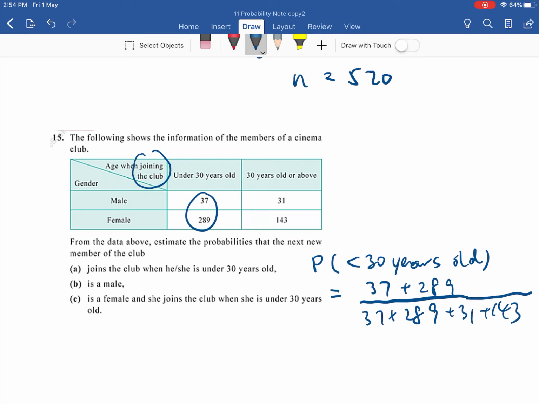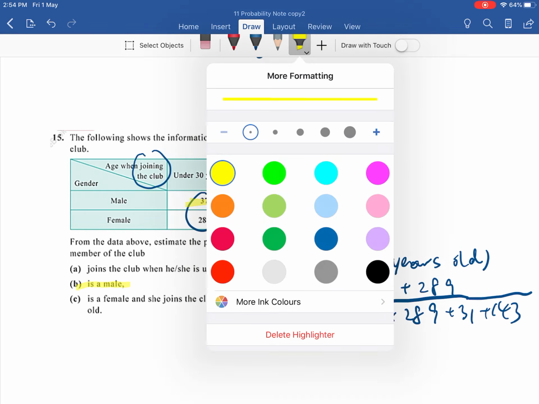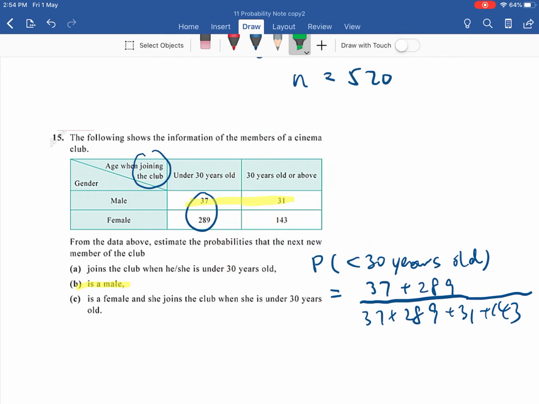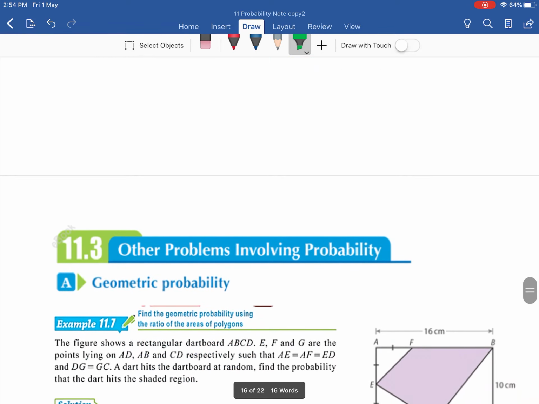Is it very easy? Okay, it is very easy. For part B, it is a male, you just look at these two adding up together, okay? Part C is a female and joins the club under 30 years old, that is 289, okay? Very easy. This part is very easy, okay?